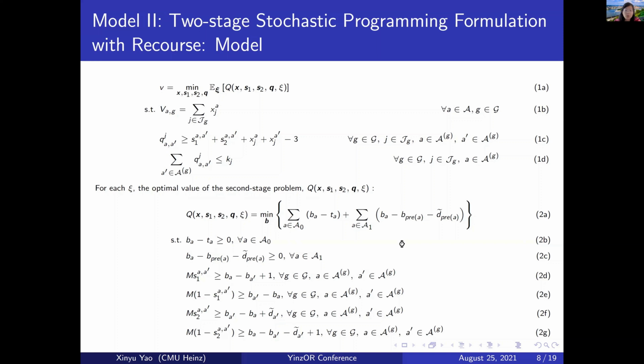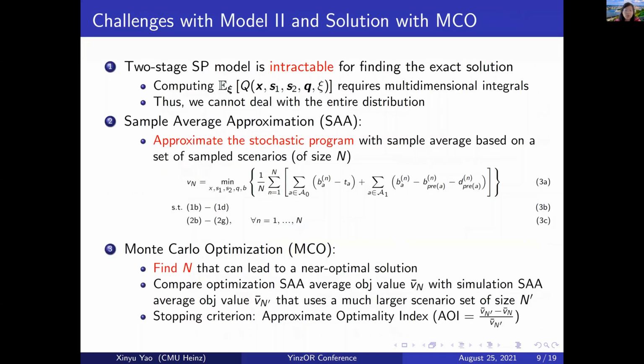After we formulate this model, we encounter another problem: it is intractable to find the exact solution, because computing the expectation requires complicated multi-dimensional integrals. We cannot deal with the entire random distribution or the entire scenario set. So we need methods that can approximate the stochastic program with a smaller set of scenarios, and sample average approximation, SAA, is the method we want. We transform the two-stage model to the SAA formulation.